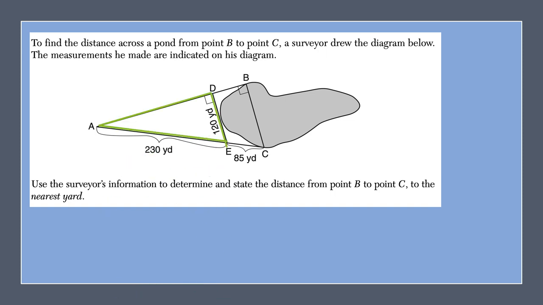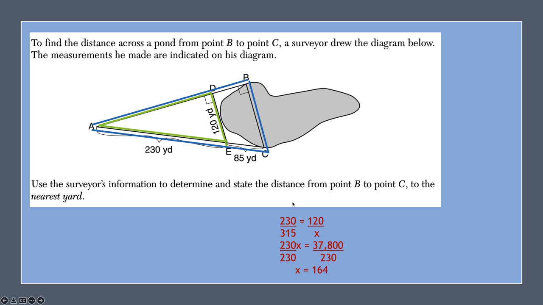There's my little triangle. There's my big triangle. The sides of the little triangle, 230 and 120, are the two sides of the little triangle. Now the big triangle in blue down here at the bottom, that's 230 plus 85, which is 315. X is the missing side here, BC. Cross multiplying, 230x equals 37,800. Divide by 230, and I get x equals, rounded off, as they said in the problem, 164. Okay.